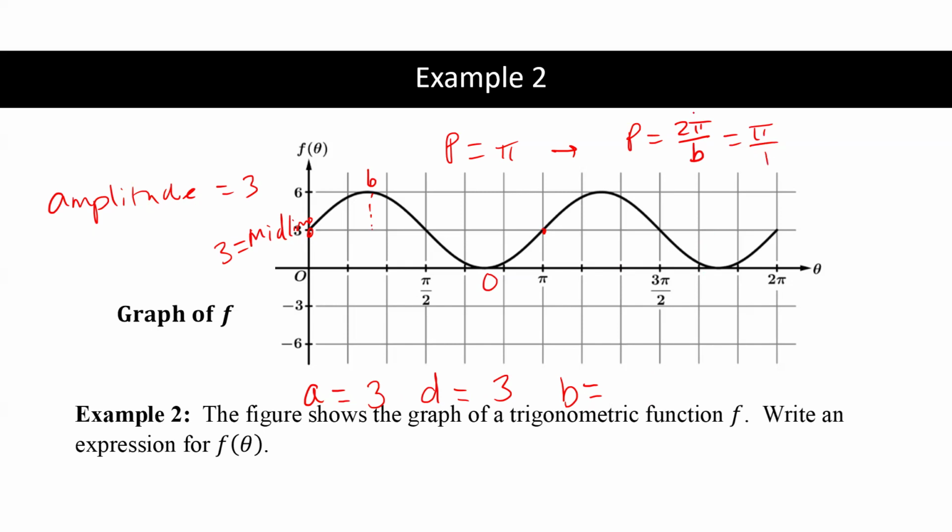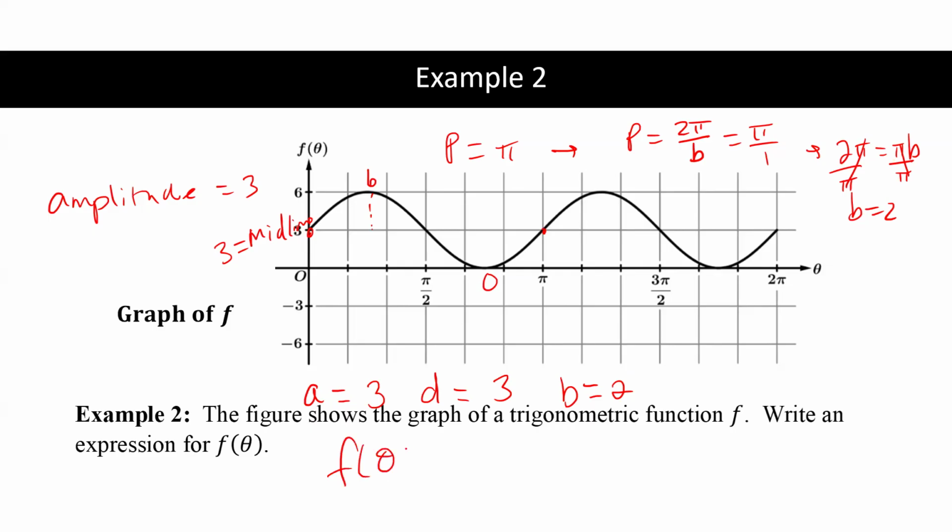you can do a quick little cross multiply. It's the exact same one, but we'll do it again. And we get 2 pi equals pi times B. Divide by pi, divide by pi. And what is our B? Our B equals 2. Do I have everything I need to write the function model?